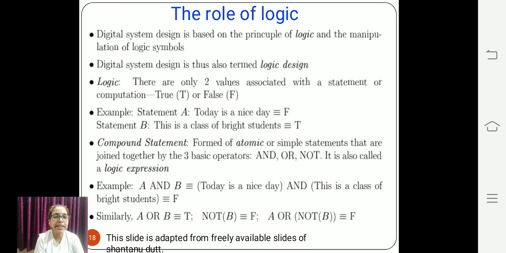If I write A or not B, replacing A and B with the statements, then: today is a nice day or not this is a class of bright students. See here, not is written with respect to B. So not "this is a class of bright students" means not true, so it is false. False with respect to false is false.